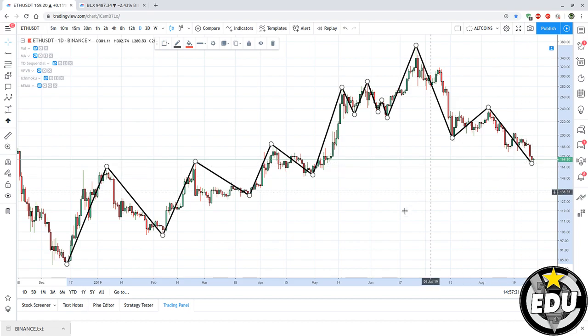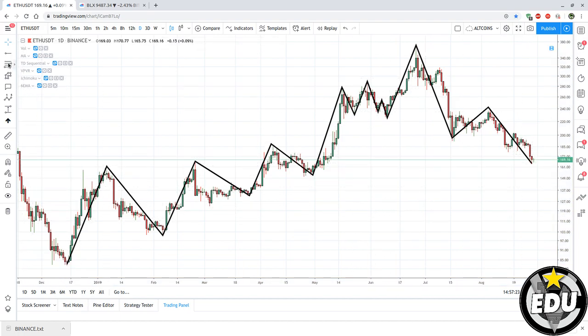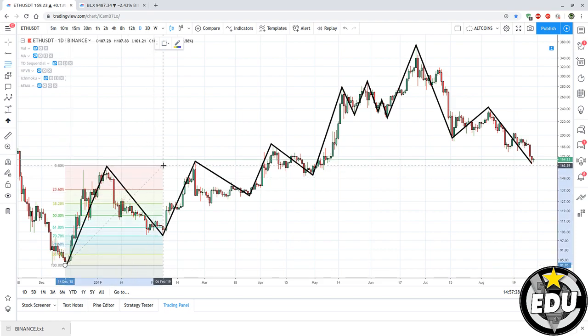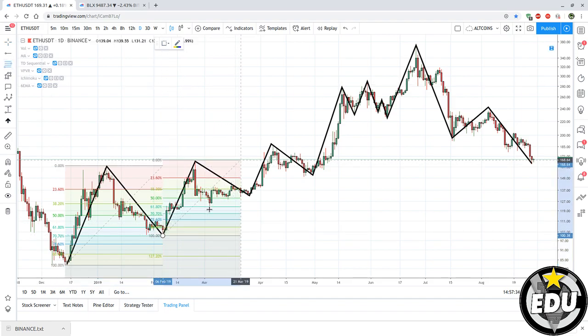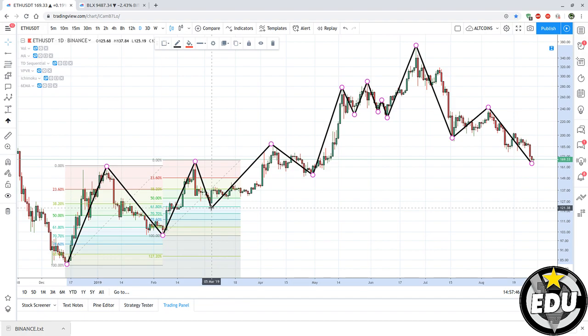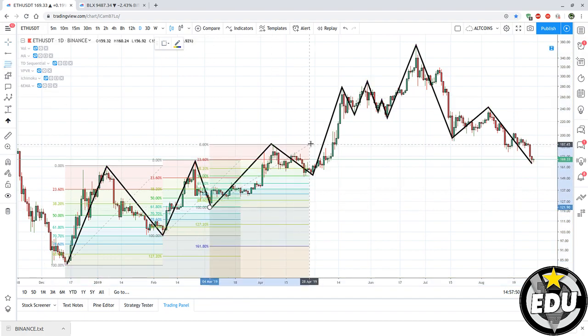So if you want, you can trace Fibonacci for every single wave. I can trace a Fibonacci of this uptrend to know how much this retraced, 70%. I can trace this, how much this retraced, 61%. How much did this one retrace? I will probably have to select the lowest point here, which is this, right? And trace another Fibonacci, and this time we trace 50%.